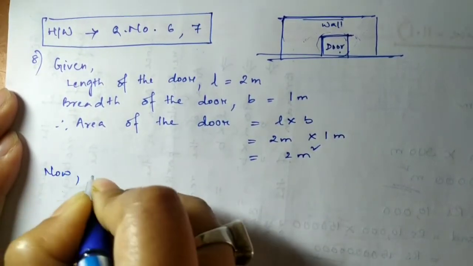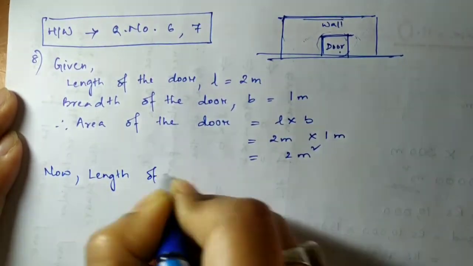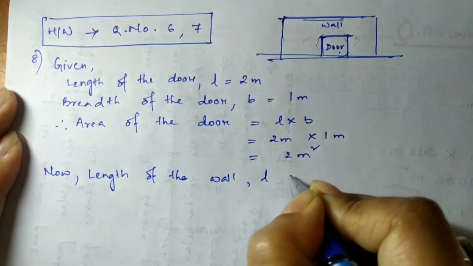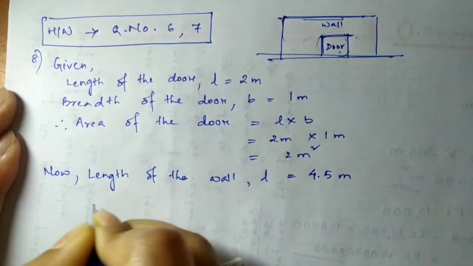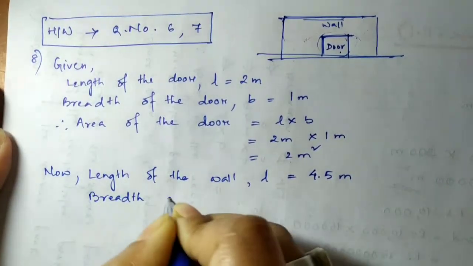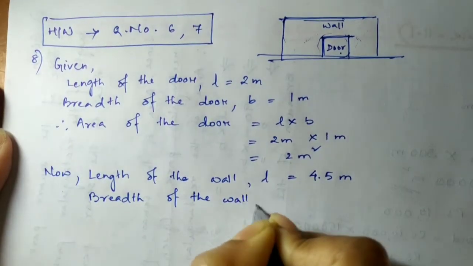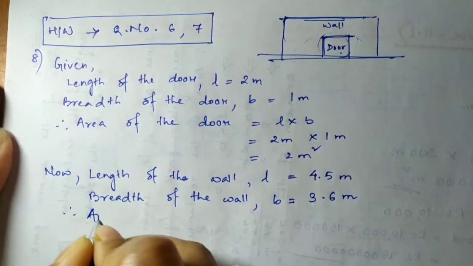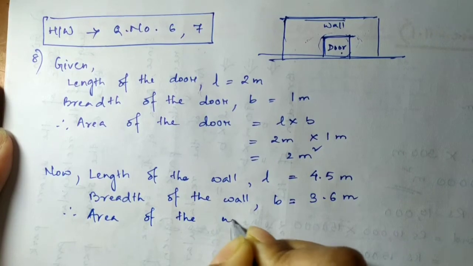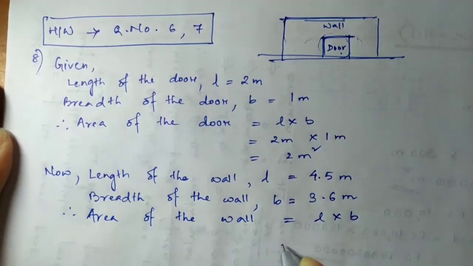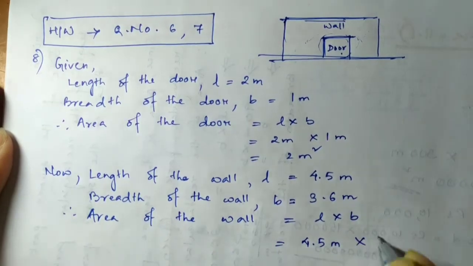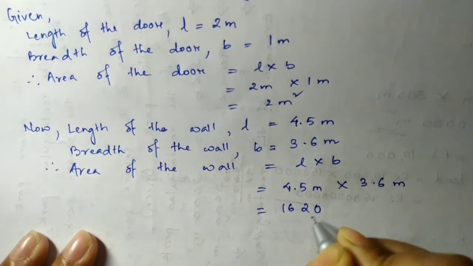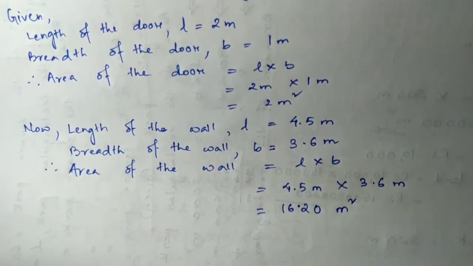Now the length of the wall. You should see that all are in the same units, meter. Length of the wall is given as 4.5 meter and breadth of the wall, B is equal to 3.6 meter. So therefore the area of the wall will be, again using the same formula L into B, that is 4.5 meter into 3.6 meter. Let's multiply them. So it will be 16.20 meters square. So this is the area of the wall.